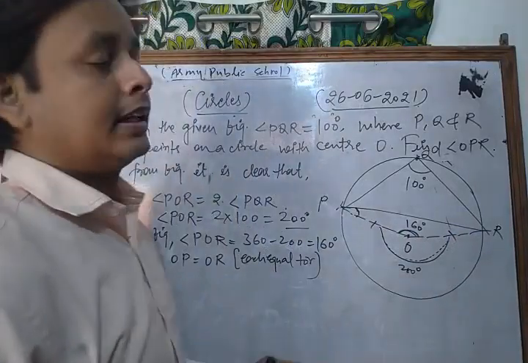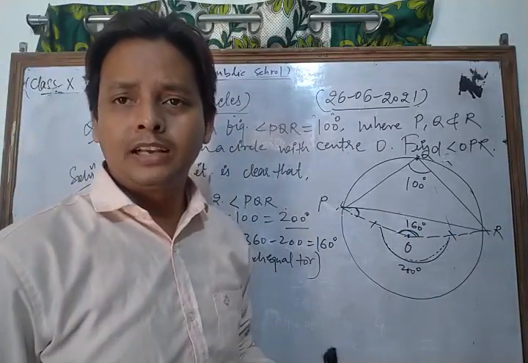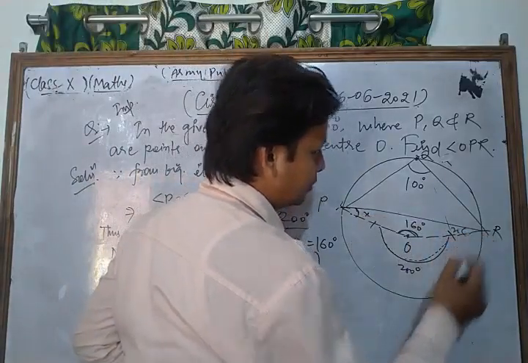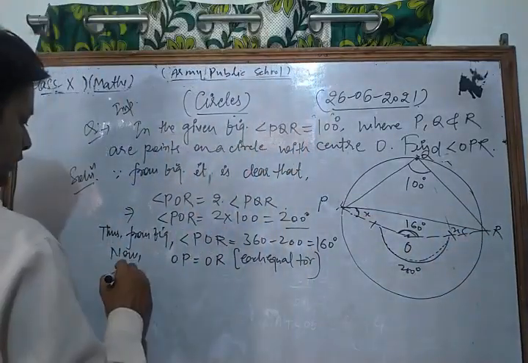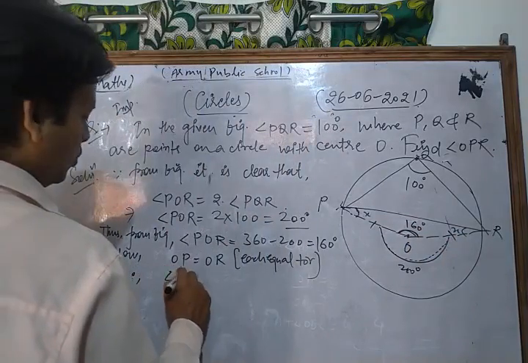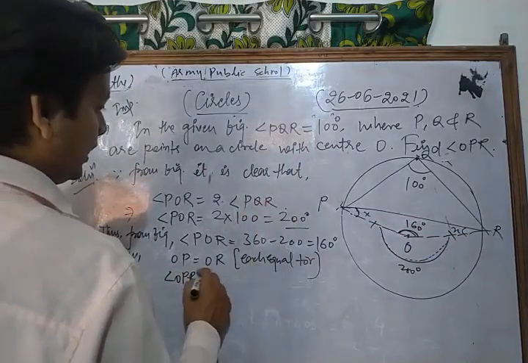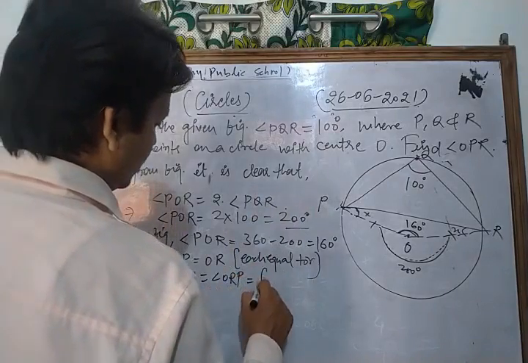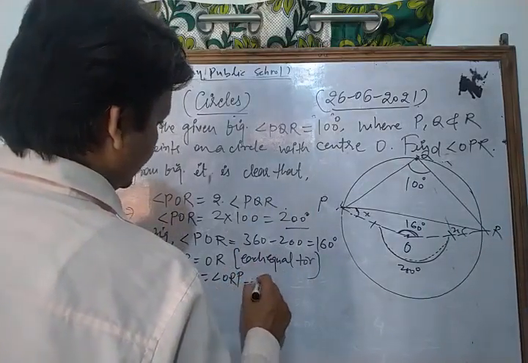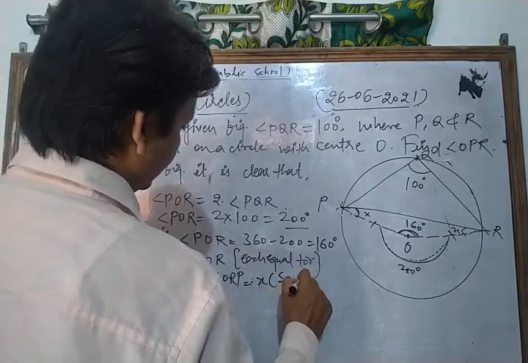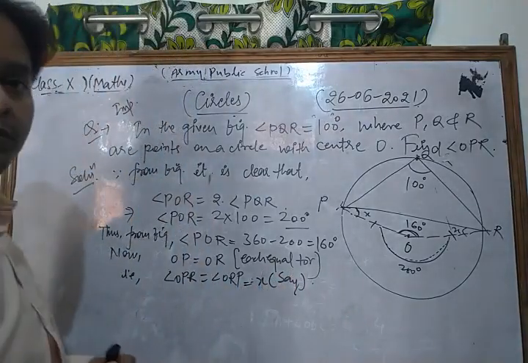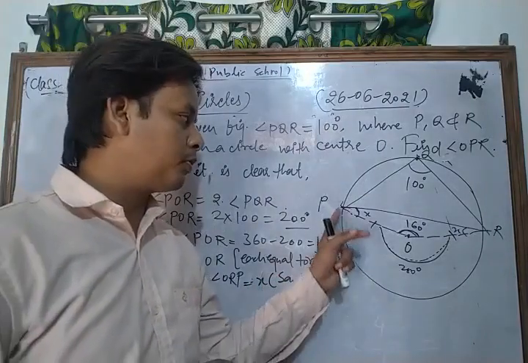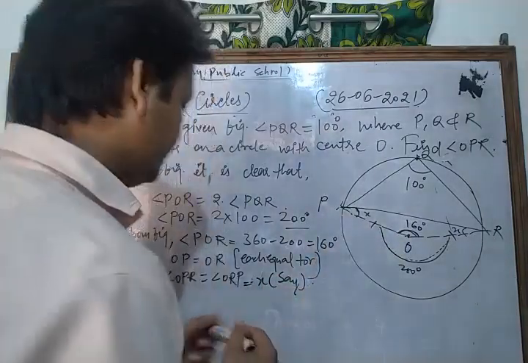So from the figure, OP is equal to OR is equal to R. We know that the angles opposite to equal sides are also equal. So we take each as x. Both are equal to each other. That is, angle OPR is equal to angle ORP, each equal to x. Now, dear friends, we apply the angle sum property in triangle OPR.